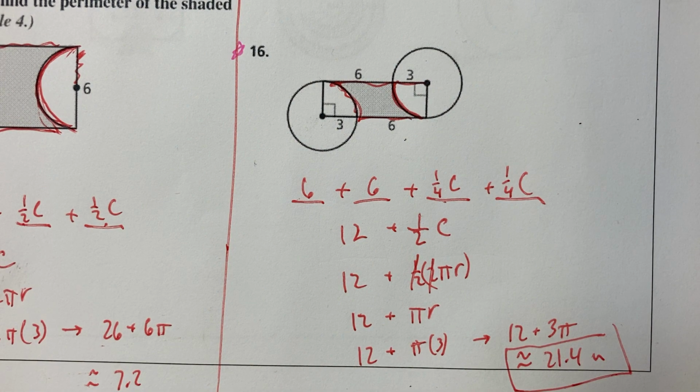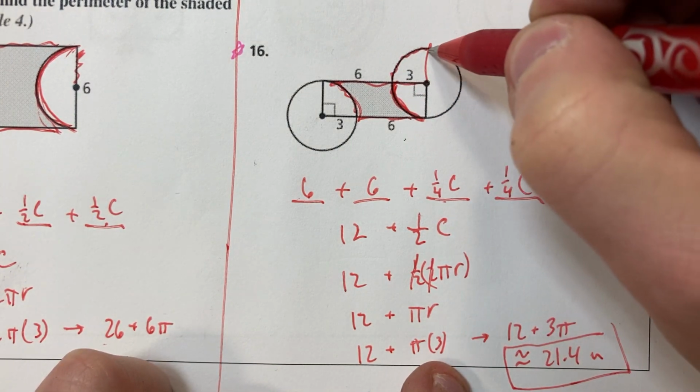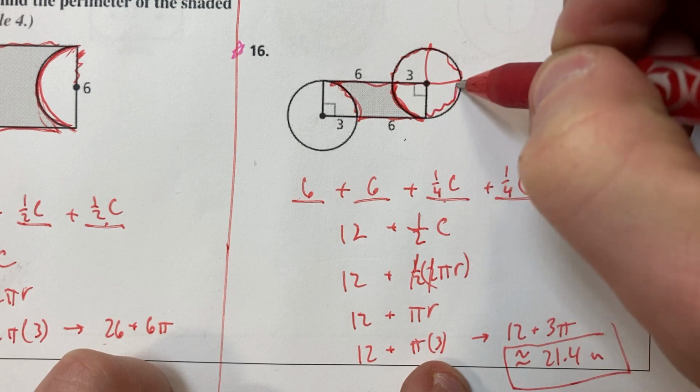So take it step by step. You know what perimeter is. This is a quarter of a circle. This is a quarter of a circle. This is a quarter of a circle. This is a quarter of a circle. Pause the video, rewind. You need to go back and do that over again.